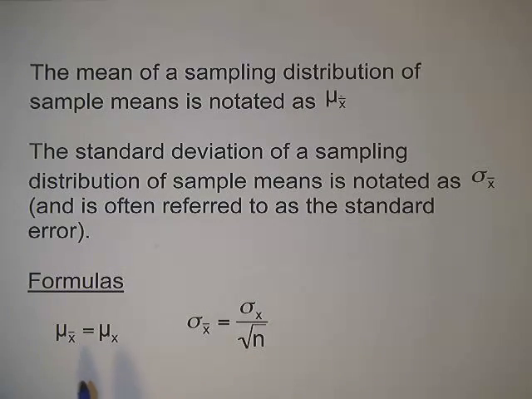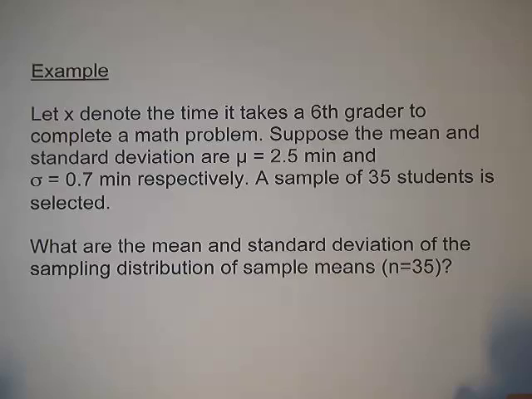So the two formulas we have here: the mean of the sampling distribution is equal to the mean of the population distribution. These two means are always going to be the same. The standard error, the standard deviation of the sampling distribution, is equal to the standard deviation of the population divided by the square root of n. So notice that your mean doesn't change, but your standard deviation will change when you go from a population to a sampling distribution. Let's see if we can make sense of that by looking at an example.